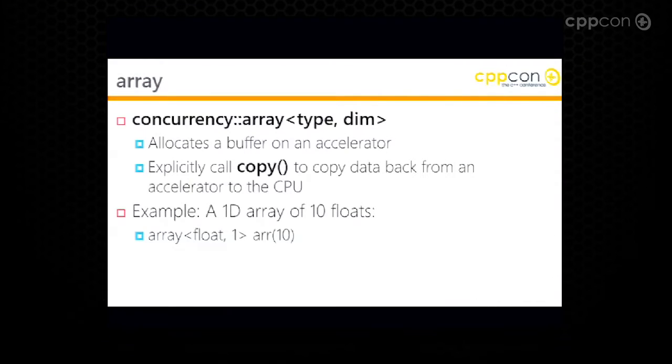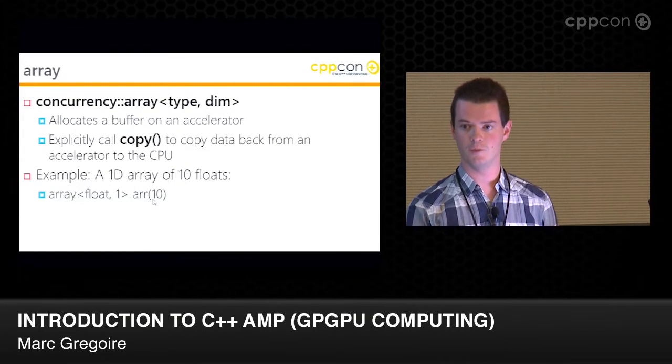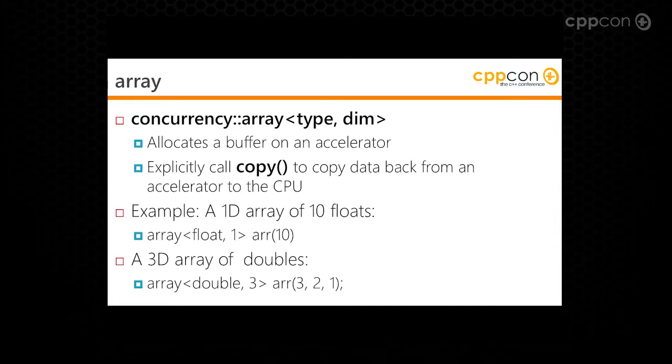Here is an example of a 1-dimensional array of 10 floats. So you specify the type here. You say that it's 1 dimension, and in the constructor argument, you specify how many elements you want in that 1-dimensional array. Here is one of a three-dimensional array of doubles: you specify double, it's 3-dimension, and then you specify the size of each dimension.